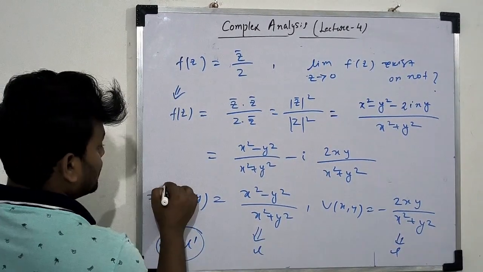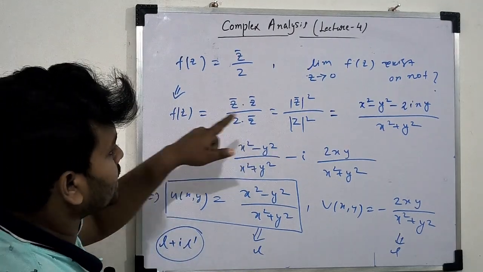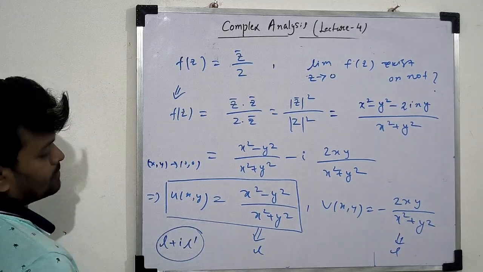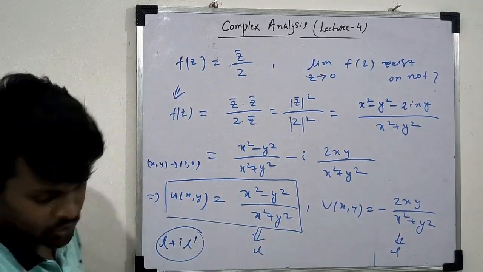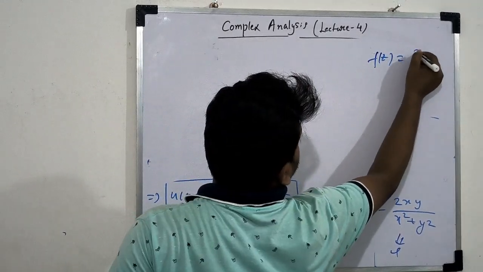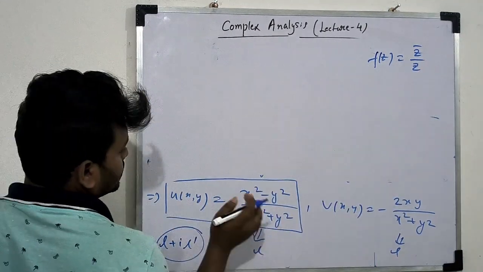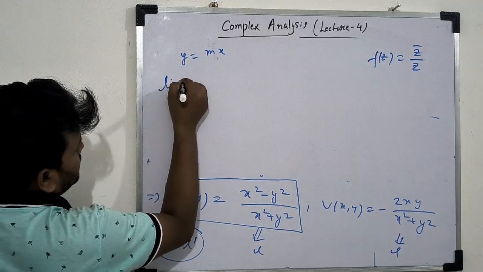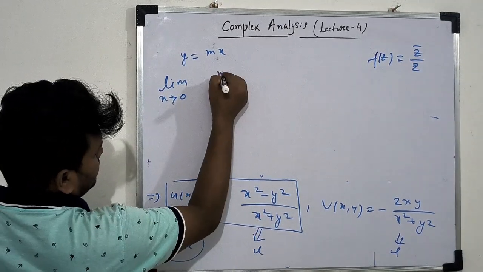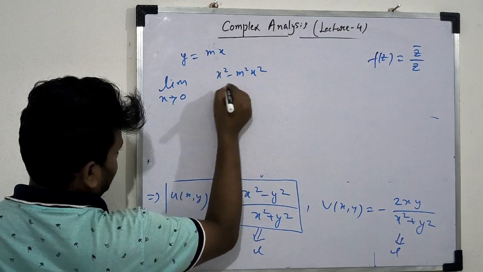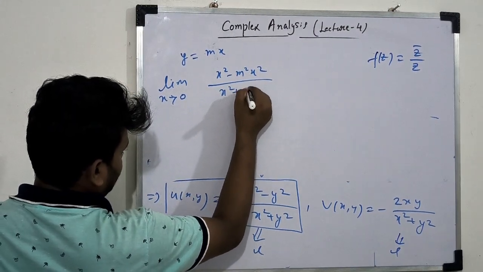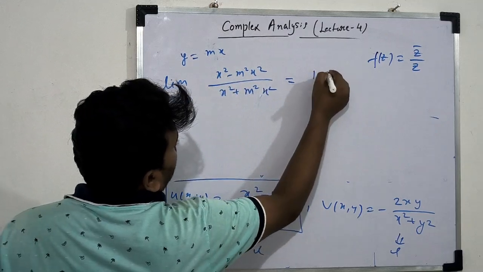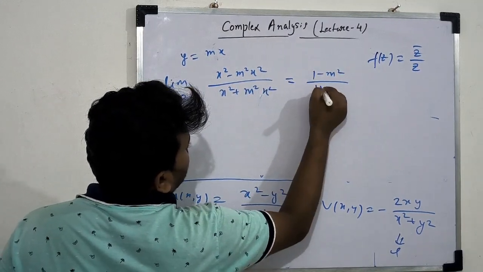So first we show u(x,y) as z tends to 0, that is (x,y) tends to (0,0); whether this limit of u and v exists or not. So for that, f(z) equals z bar divided by z. For this we take y equals mx. So this limit goes to limit x tends to 0 of x square minus m square x square divided by x square plus y square, that is m square x square. So from this x square common, 1 minus m square, and from this we get 1 plus m square.